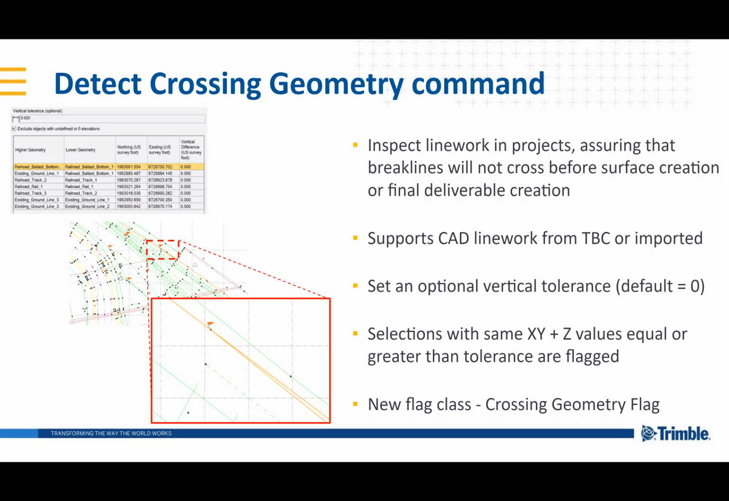The default is 0, where any line will cross at the XY position. The Z values are flagged then if they're greater than the tolerance. And this also creates a new flag class called the crossing geometry flag. And from this command and from this information, you can then decide that, oh yeah, those lines are supposed to cross, or oh no, there's a field blunder, or there's something wrong with the drafting of these lines. I need to go back and correct that. So giving you confidence with a very powerful yet simple inspection tool in the Detect Crossing Geometry command.